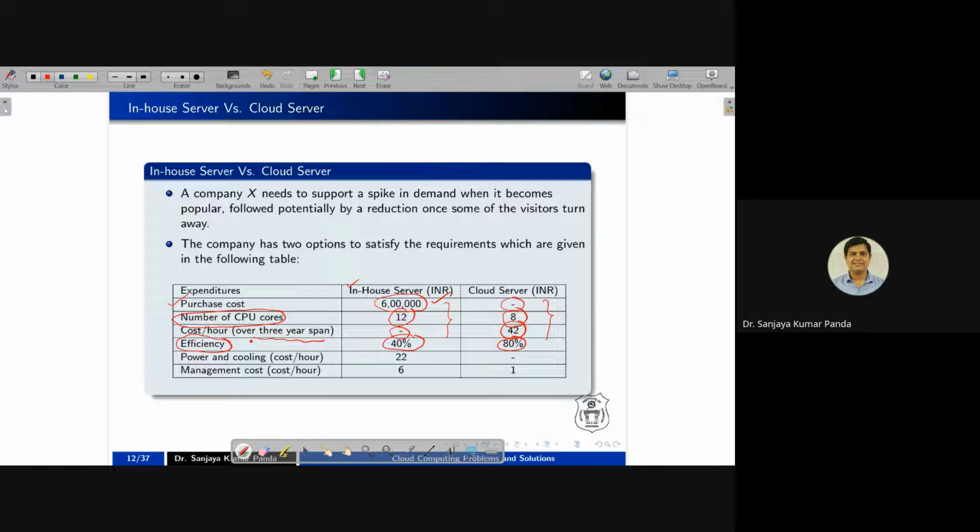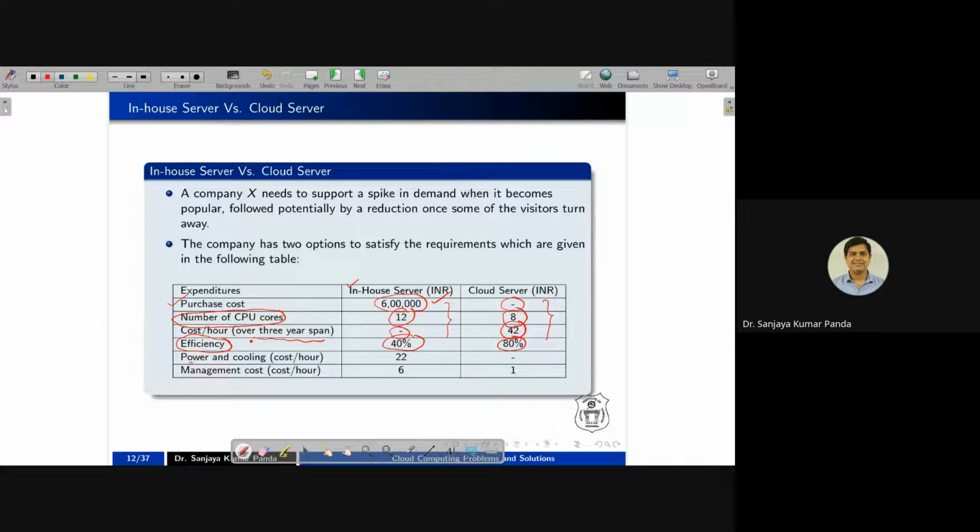Whether you use your personal computer or not, when you purchase your personal computer, you pay the full amount, right or not? By assuming that your system will give you 100% efficiency. But we never get 100% efficiency. Getting 100% efficiency from a particular machine is really challenging, right?